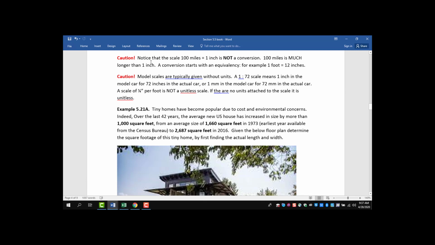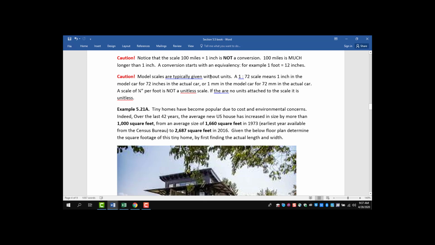Now, here's a caution. Note, the scale is 100 miles to 1 inch. It's not a conversion. 100 miles is much longer than 1 inch. A conversion starts with an equivalency. For example, 1 foot equals 12 inches. All right, so it's completely different, but it's scaling.